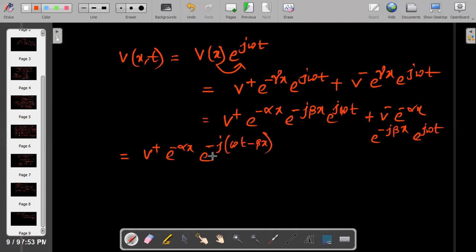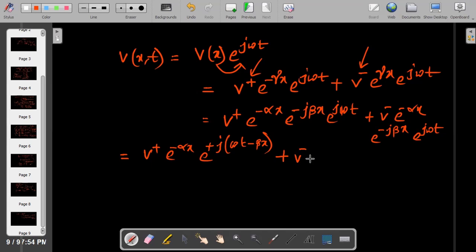Sir, here V plus and V minus are just direction. Just V plus and V minus represent that the traveling wave is traveling in positive x direction, and that it is traveling in negative x direction. So this is a representation only, just to represent in which direction the traveling wave is traveling. Minus is there, so positive x direction. Here it is minus x direction. That's why V minus is there.